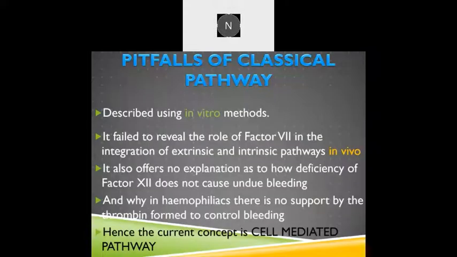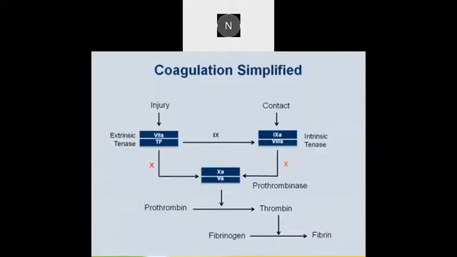And this is a very simplified picture. Injury causes the release of tissue factor and factor 7A, which is the extrinsic kinase, and it stimulates this intrinsic pathway, and then finally leads to the stimulation of factor 10A. From there, it all goes into that.